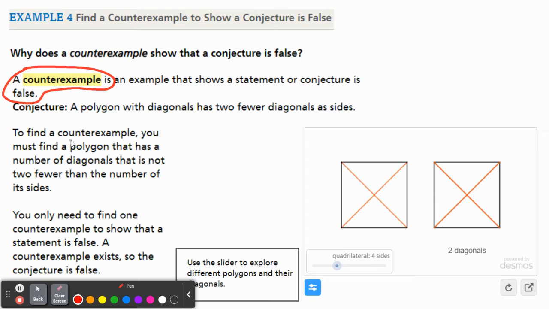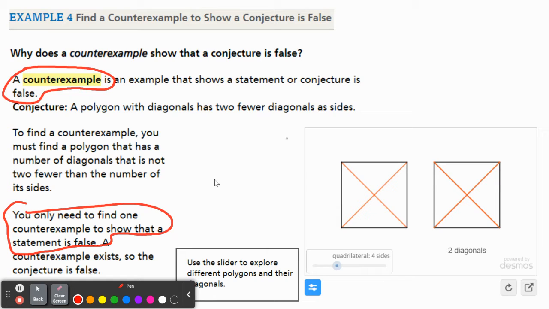So, if something is always true, great, we can believe it. But if you can find one example where it's false, that is a counterexample. And that means that our conjecture would then be false, right? So that's why I said you only need to find one counterexample to show that a statement is false.